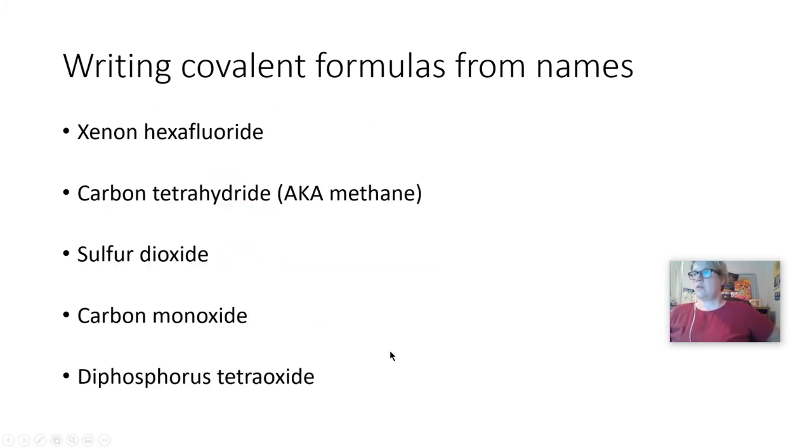So our next one is from names. Basically what you're doing is looking for the elements that are in here, and adding the prefixes as subscripts. So if we find xenon on our periodic table, fluoride on our periodic table, it's going to look like this. So xenon and fluoride. But xenon doesn't have a prefix. Fluoride does, and it is hexa, like hexagon. That's the only thing I can think of with hexa, but that means 6. So our formula is XeF6.